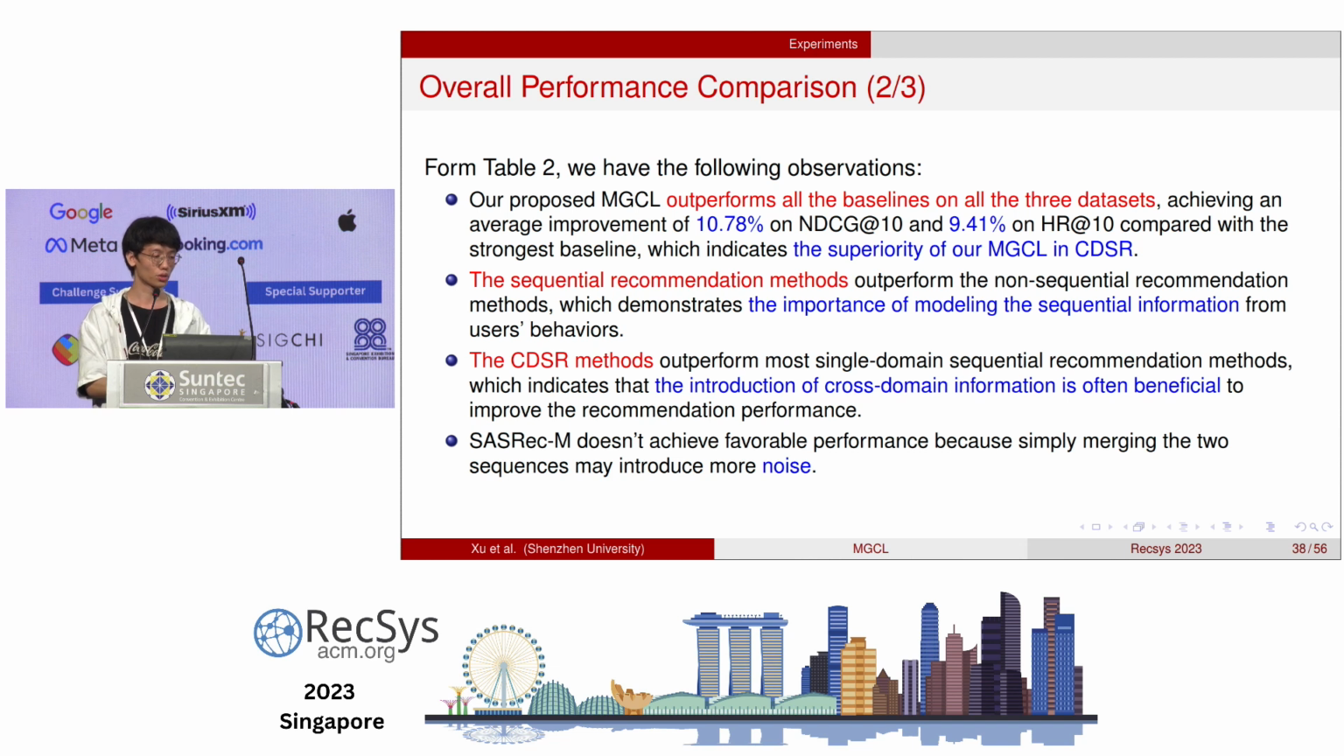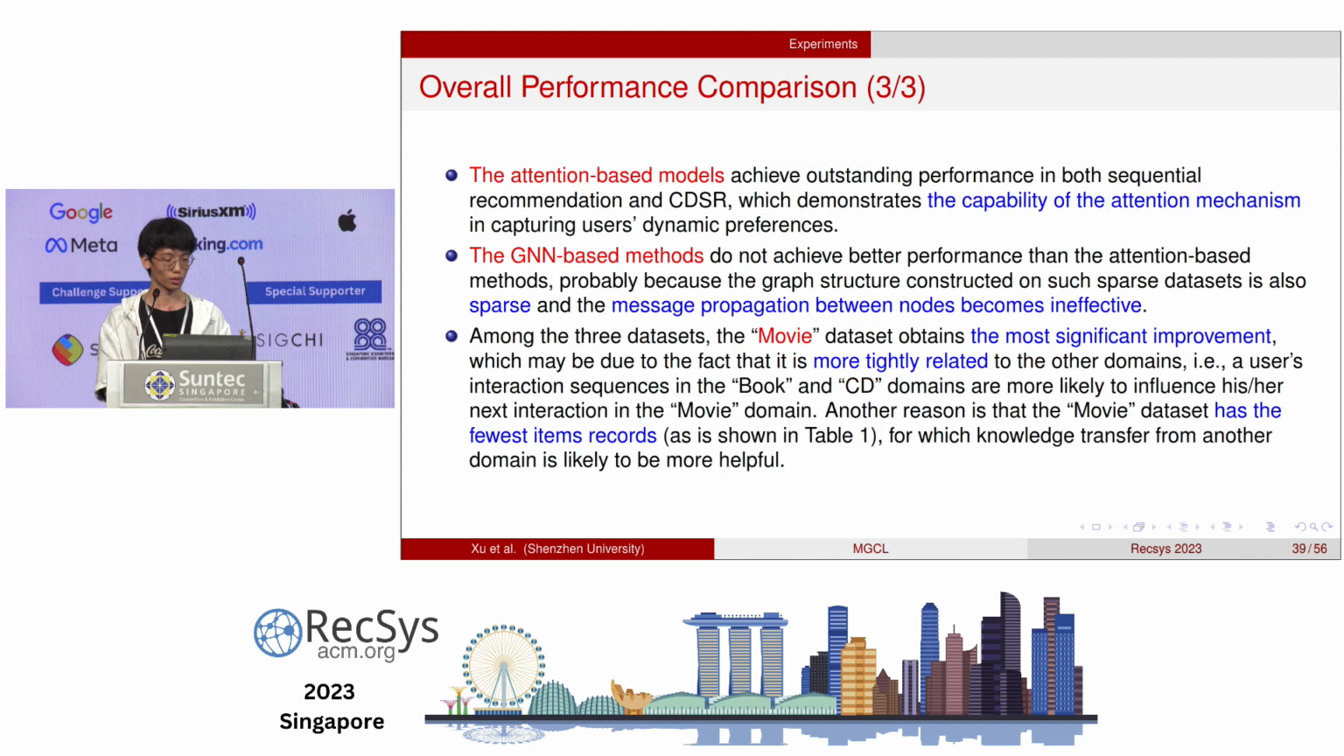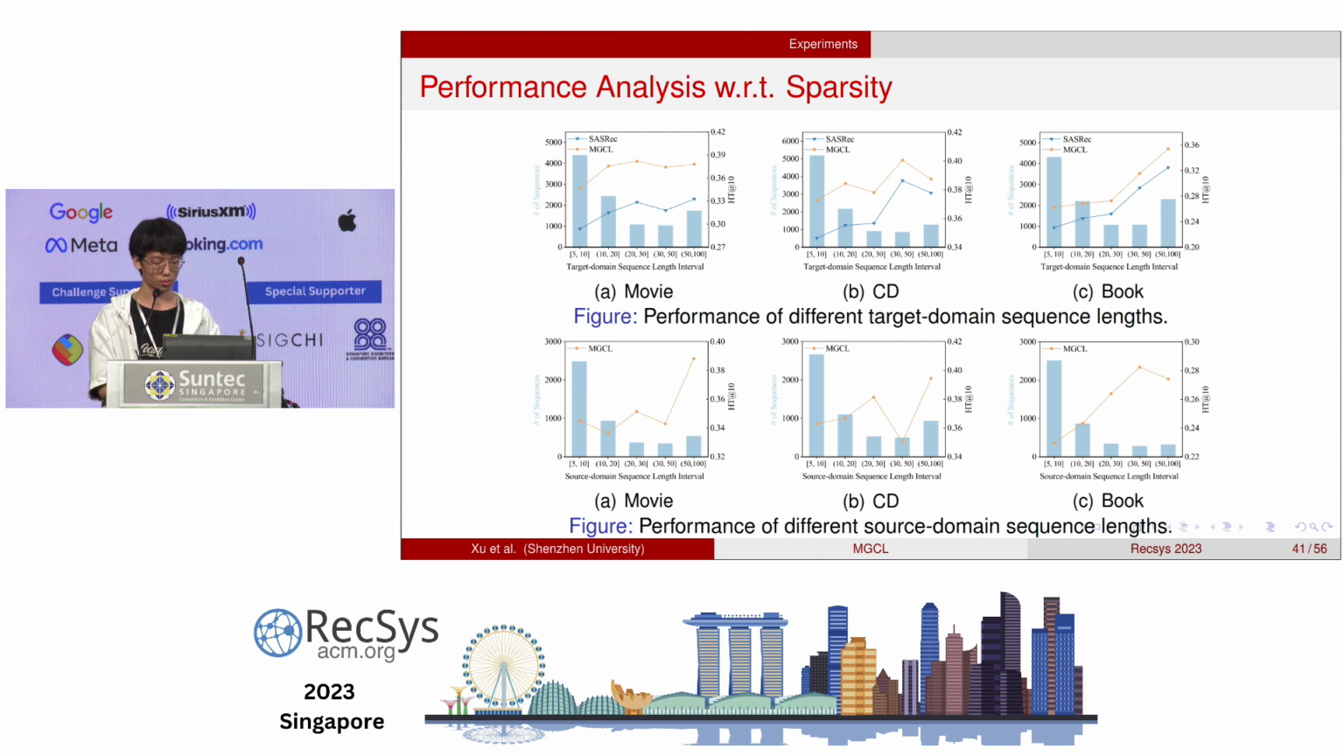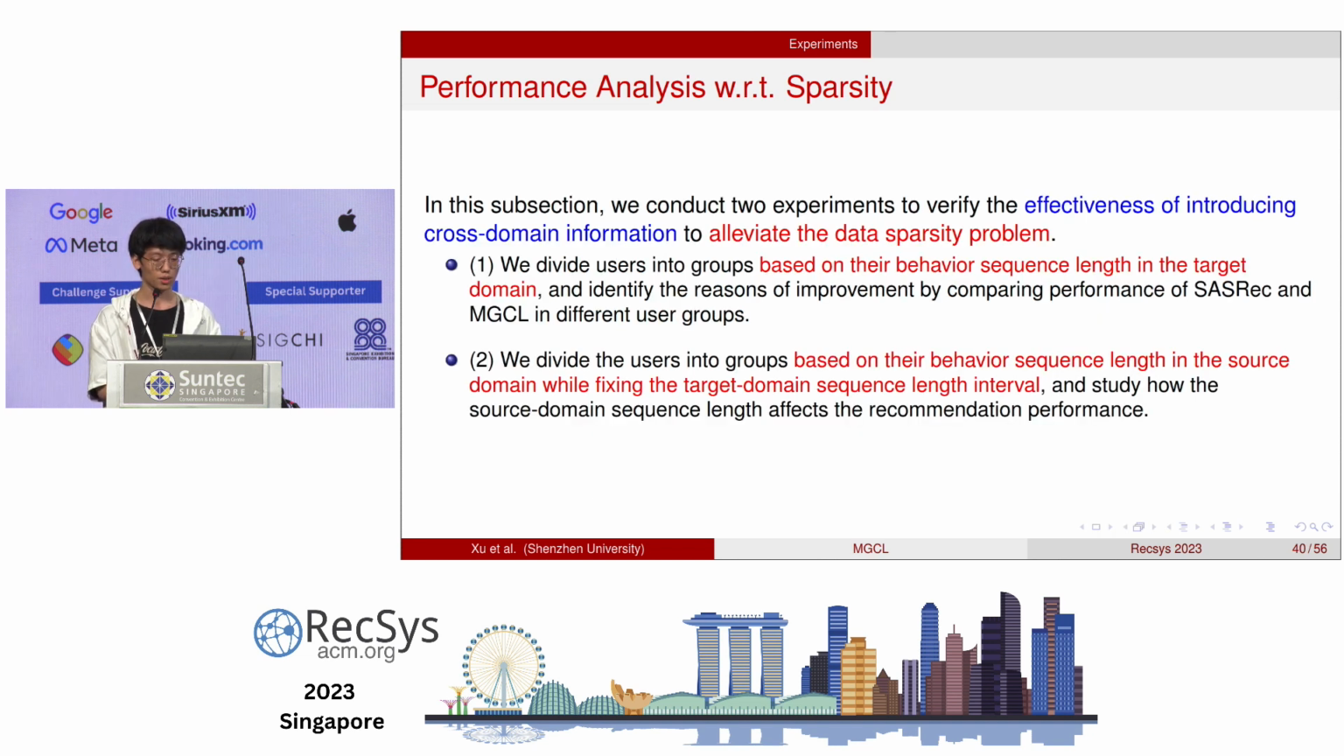Here are some other observations. We conduct 2 experiments to verify the effectiveness of introducing cross-domain information to alleviate the data sparsity problem. We divide users into groups based on their behavior sequence length in the target domain, and based on the range in the source domain while fixing the target domain sequence length interval.